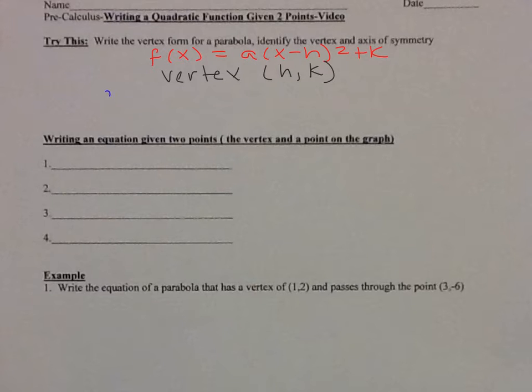And the axis of symmetry is x is equal to h. And the same thing, h is positive here, h is negative there, so you always have to change the sign. Okay, so now let's talk about writing the equation given 2 points. So we're going to talk about writing the equation given the vertex point and a point on the graph.